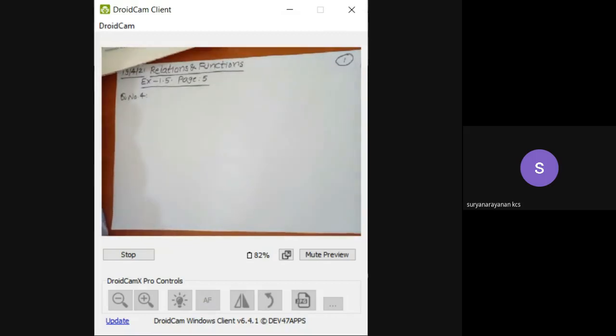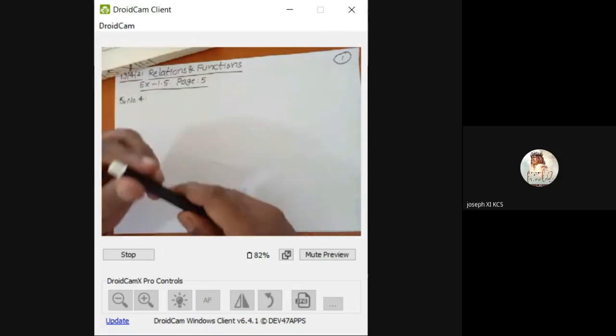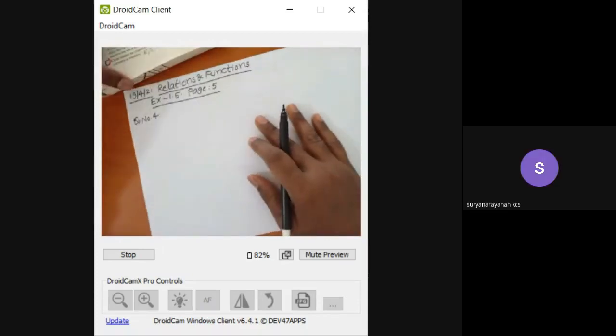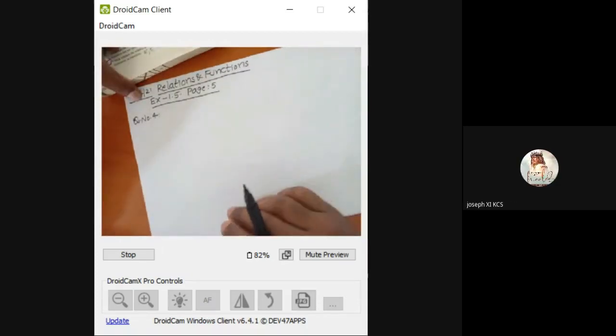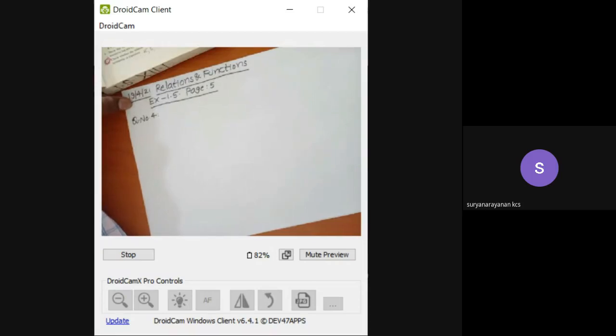Once read, my dear Joseph, read that question number 4. Show that the relation R in R defined as R equals to ordered pair of A comma B, where A is less than or equal to B, is reflexive, transitive, but not symmetric. Yes, very good. Thank you, my dear Joseph. Thank you for reading the question.